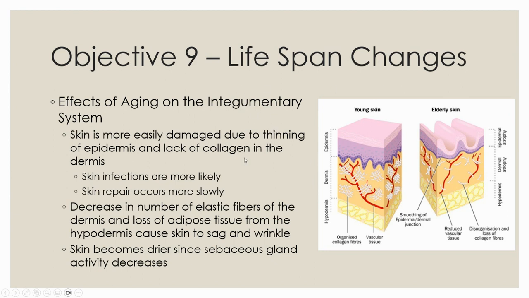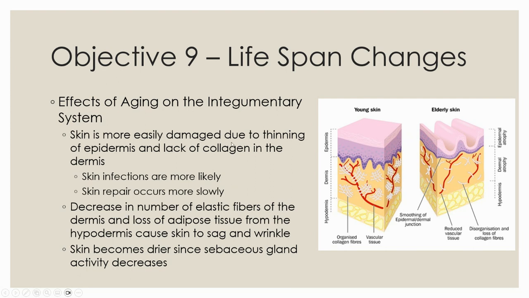And so what happens is, remember, that skin is constantly being exposed to abuse. We've got chemicals, there's things in the air, there's radiation. And so over time, the skin is going to be damaged. And so as we age, that epidermis is going to thin, the collagen is going to decrease. There's a greater chance of skin infections. The skin repair doesn't happen quite as quickly. It's not regenerated at the same rate that it was when you were younger.